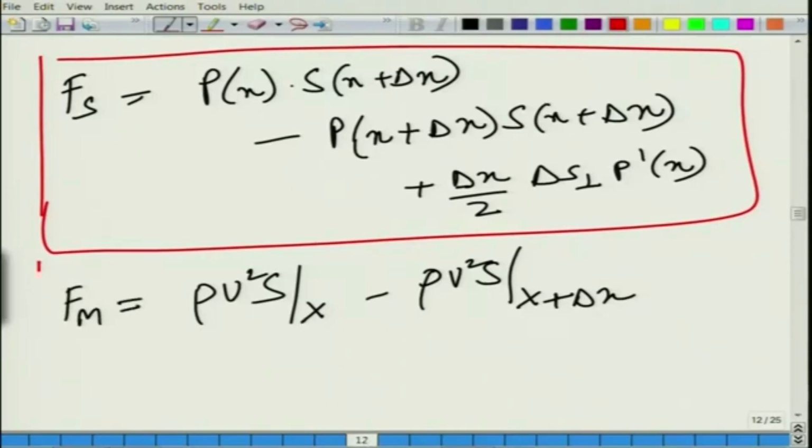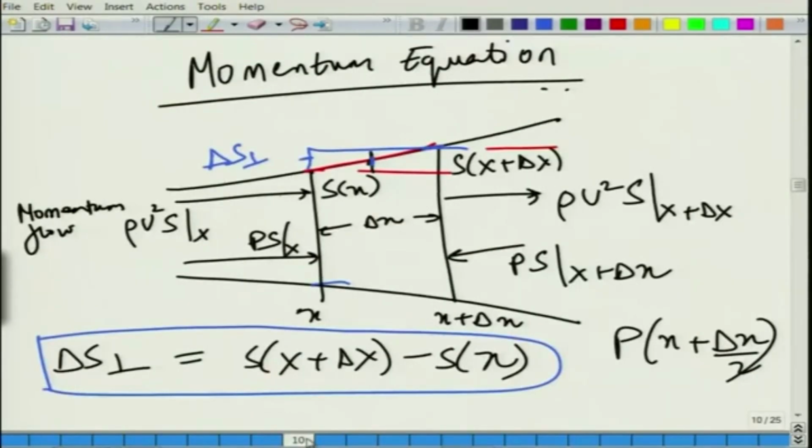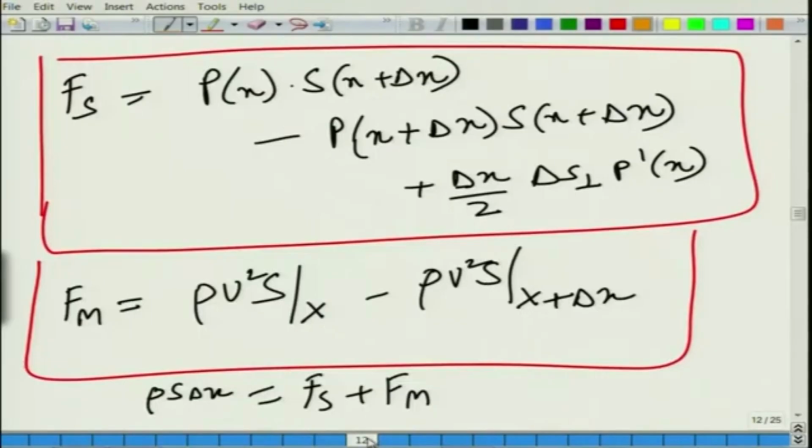So, let me also box it, and what we get now is that the sum of F s plus F m should be equal to the time rate of change of the momentum. You see, rho times s into delta x was the mass present in the shaded control volume, isn't it? Rho times s into delta x. If you multiply this by u, that gives you momentum. So, you take a temporal derivative of this.